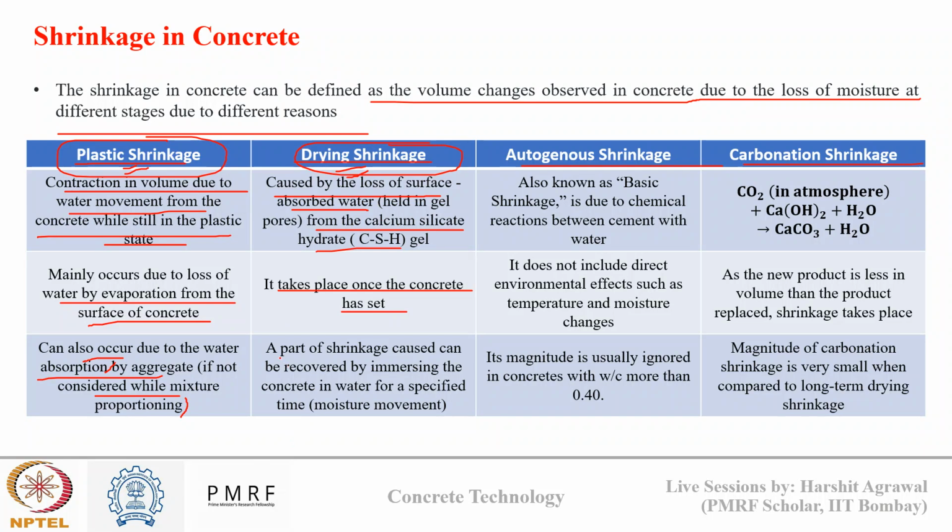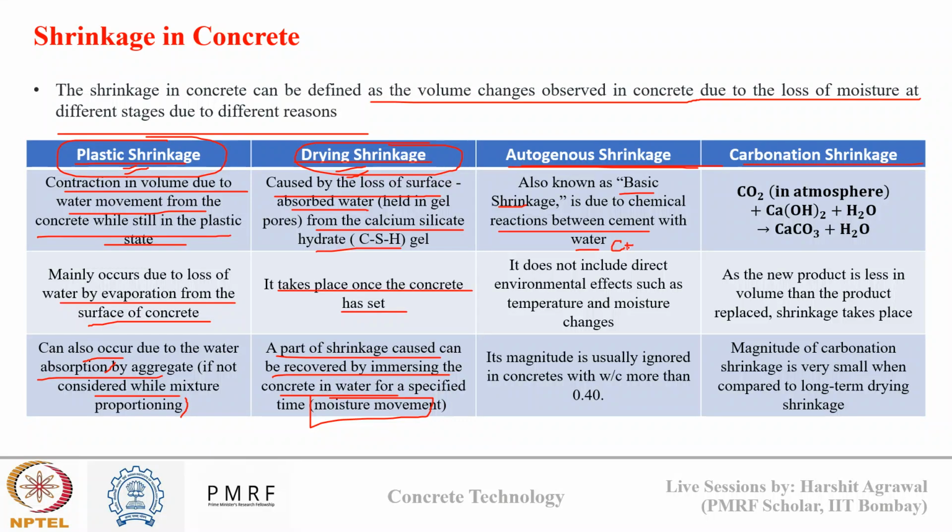Now, part of the shrinkage can be recovered if I immerse the concrete back in water for some specified time, and that is known as moisture movement. So my gel pores will lose water, and that will cause drying shrinkage, but a part of that I can recover if I immerse the concrete in water. Now there is one more type of shrinkage which is known as autogenous shrinkage, which is a basic shrinkage. It is due to chemical reaction between cement and water.